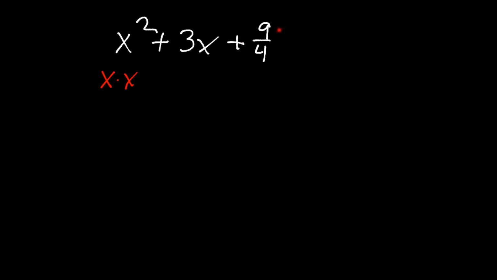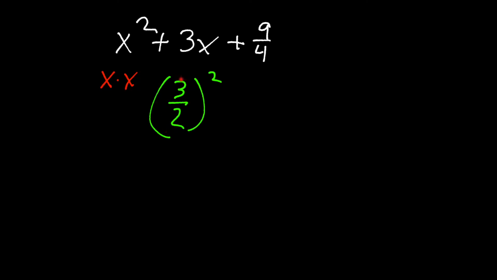Is 9/4 a perfect square? Maybe you know it is, maybe you don't. So if we're not sure, we can do the check with the middle term. And if it turns into this, it is a perfect square. And if it doesn't, then it's not. So we're going to take that 3, and we're going to cut it in half, and we're going to square it.